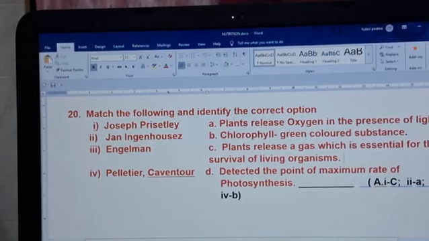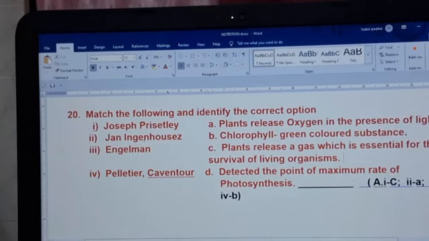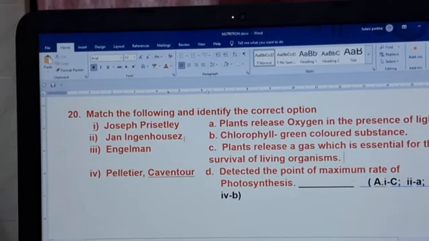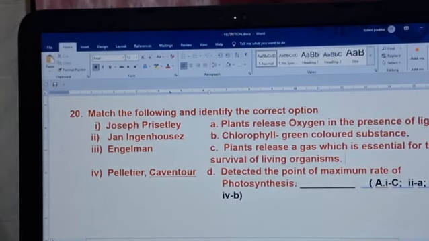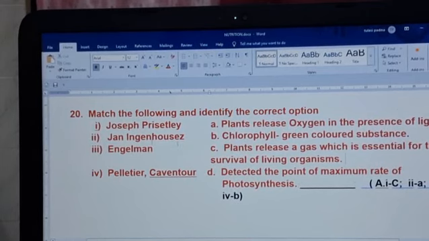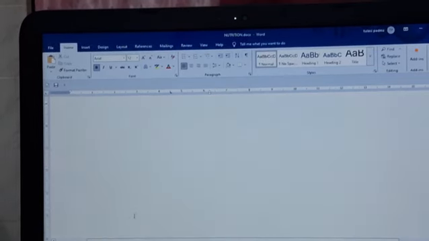Then second one: plants release oxygen in the presence of light. That is the proof that this scientist has given. And the third one, detected the point of maximum rate of photosynthesis, at which time the maximum rate of photosynthesis takes place. And fourth one, chlorophyll, the green colored substance. So Caventou and Pelletier, these two scientists have talked about chlorophyll, which is the green colored pigment.